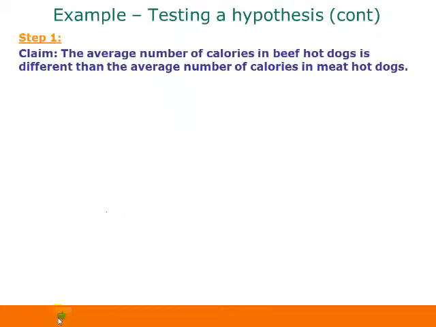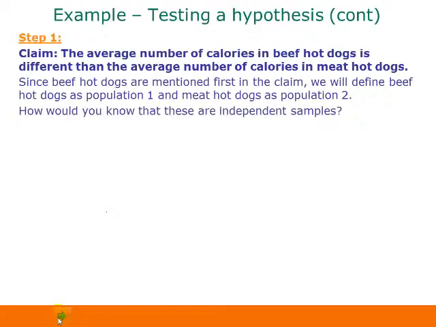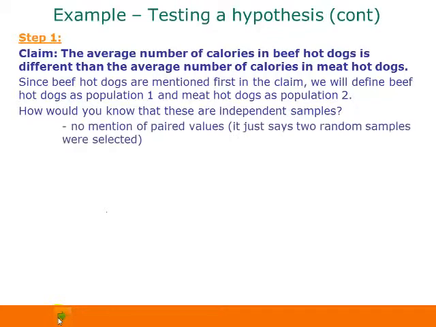So step 1, our claim is that the average number of calories in beef hot dogs is different than the average number of calories in meat hot dogs. Since beef hot dogs are mentioned first in the claim, we'll define those as population 1 and meat hot dogs as population 2. How would we know that these are independent samples?